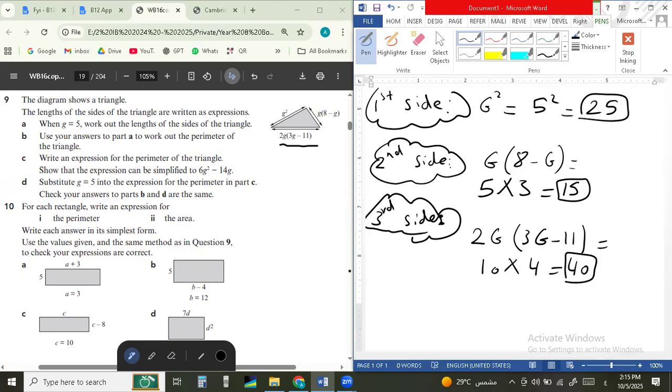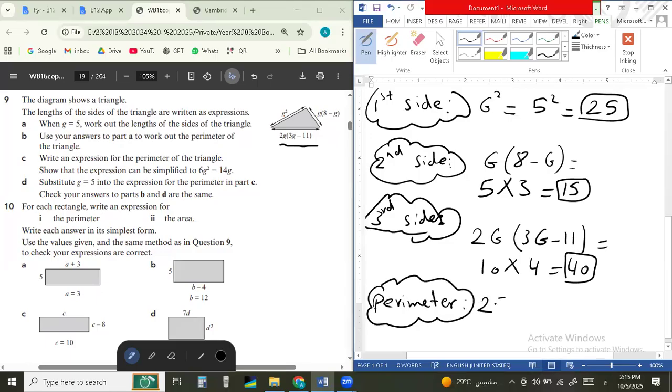Here, they're asking you in B, use your answers to part A to work out the perimeter of the triangle. Perimeter, we know that it is adding the sides, the three sides of the triangle. So what is it going to be? 25 plus 15 plus 40 equals 80. Here, you're going to just add them up normally. You're going to find that it is 80 centimeters.